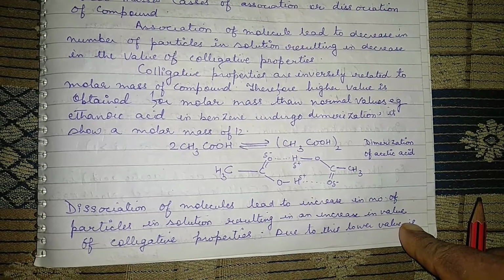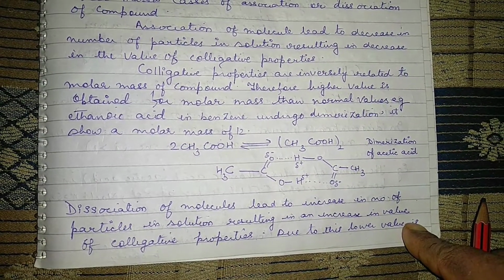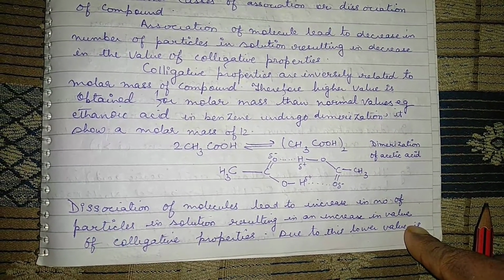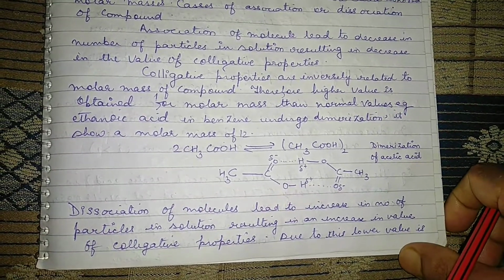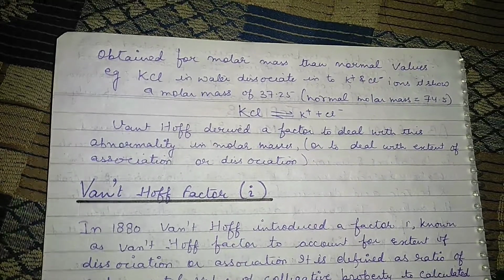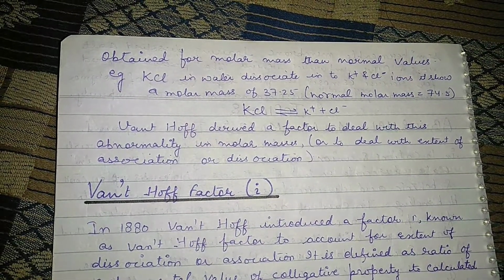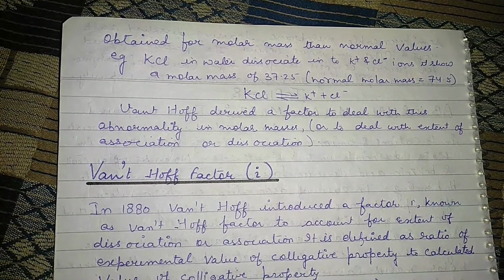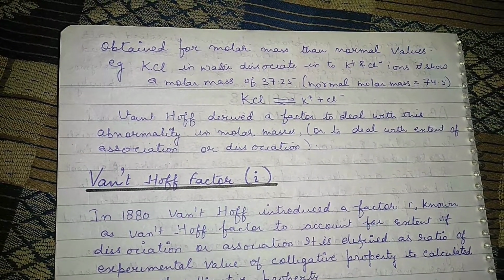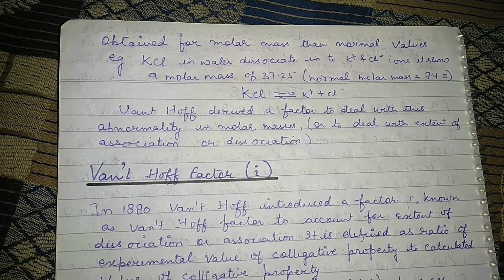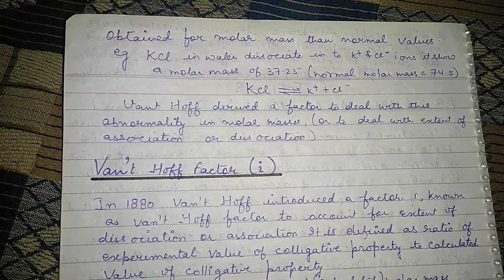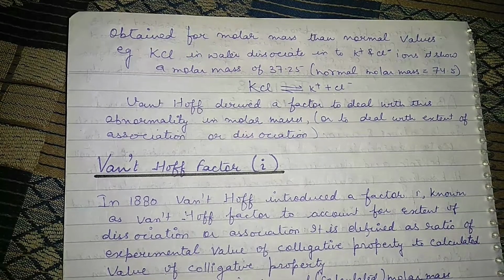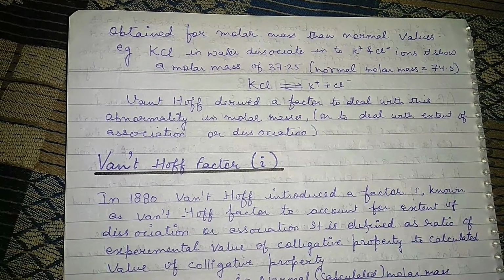Dissociation of molecules leads to an increase in the number of particles in solution, resulting in an increase in the value of colligative property. Due to this, a lower value is obtained for the molar mass than the normal value. For example, KCl in water dissociates into K+ and Cl- ions. It shows a molar mass of 37.25 and the normal molar mass is 74.5. So here I have given an equilibrium between KCl, that is K+ and Cl- ion.